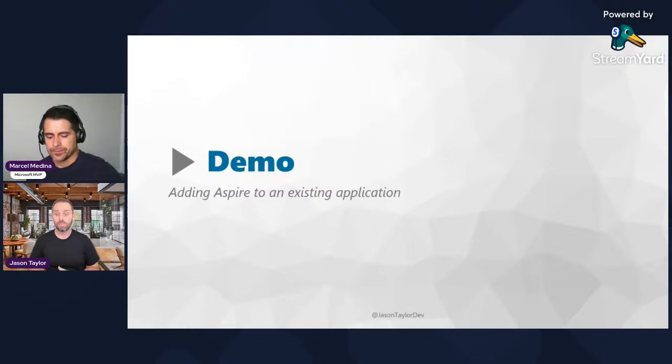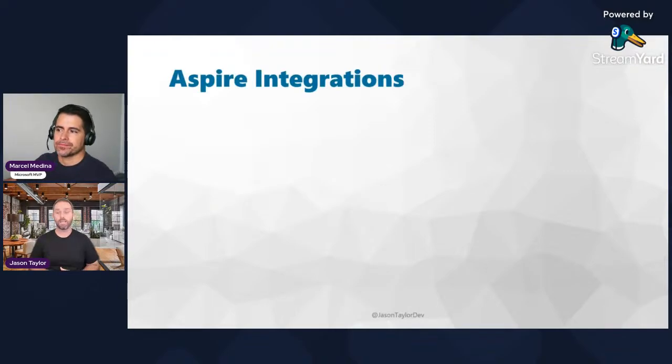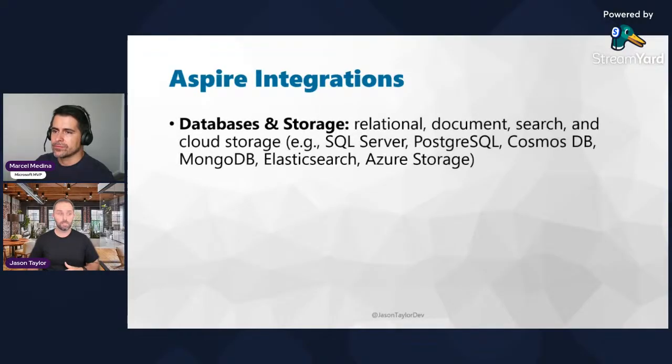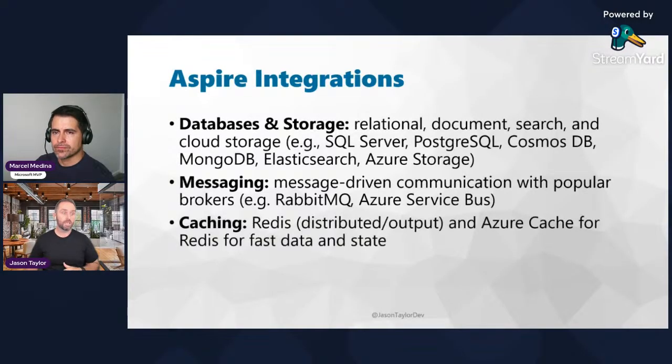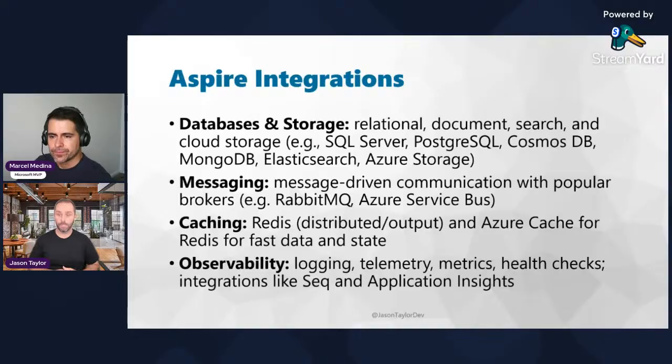All right, so now we're going to dive into Aspire integrations. Now, as I mentioned, Aspire ships with ready-made integrations, so you don't have to wire up everything by hand. And these integrations cover the core services every distributed system needs. So it could be databases and storage, messaging, caching, and observability.